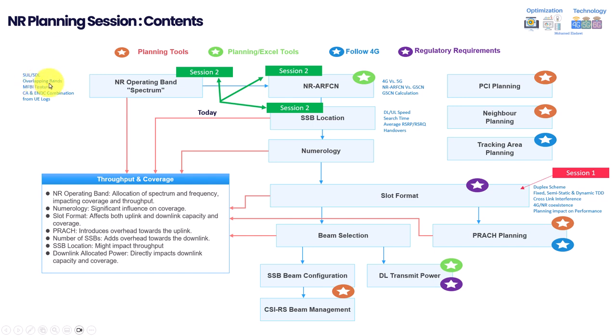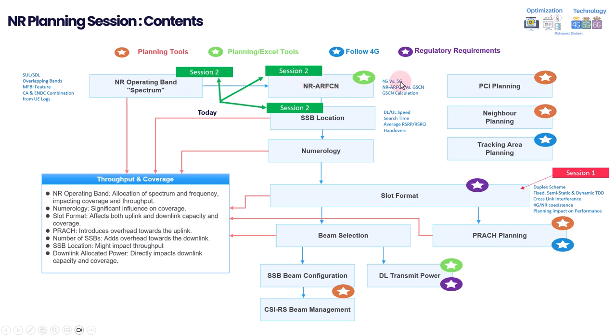The second part is about one concept called overlapping bands, and for overlapping bands there is one feature that can work with them, called MFBI, the multi-frequency band indicator. Then we're speaking about the EN-DC combination, carrier combination in general, and how you can verify it from the UE.